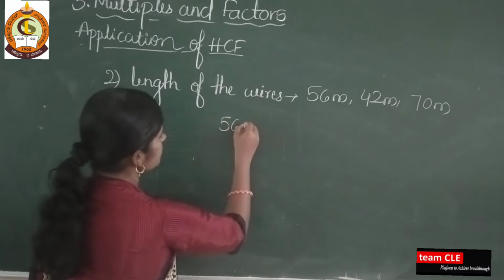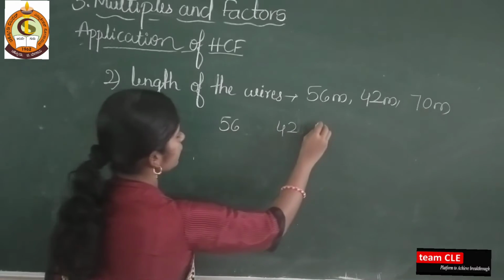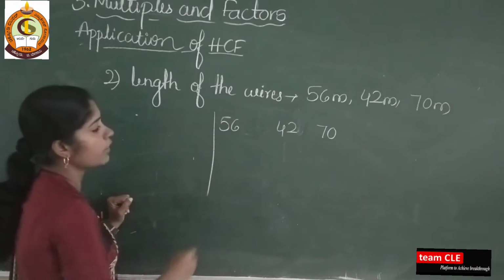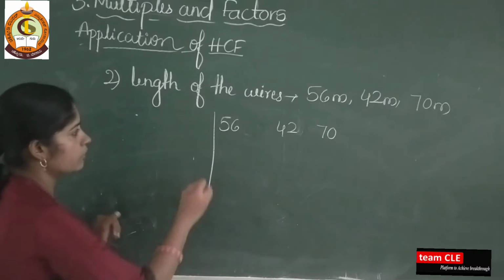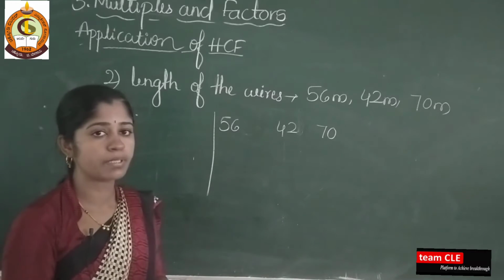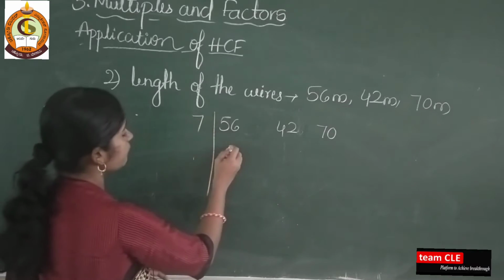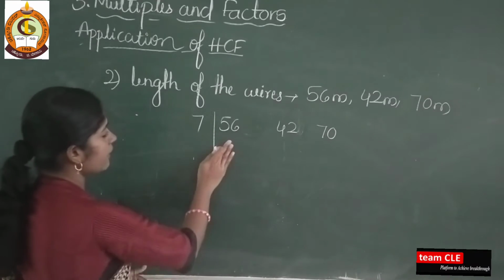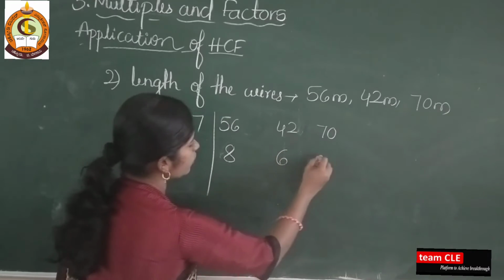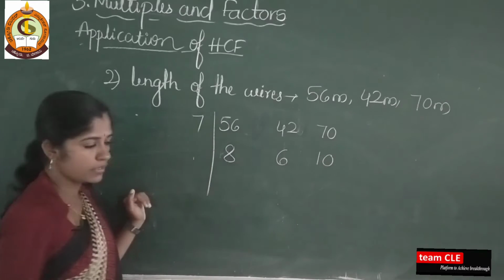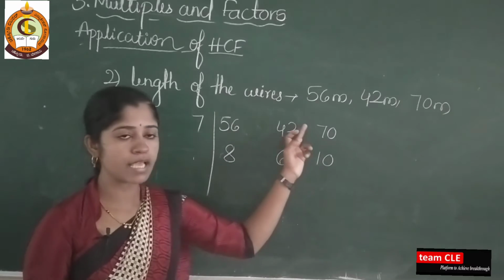So find the HCF of 56, 42 and 70. Let us check which table all the numbers are in. Yes, they are all in the 7 table. Dear students, to solve these examples you need to know tables compulsorily. So take 7: how much is 56? 7 eights are 56, 7 sixes are 42, 7 tens are 70.